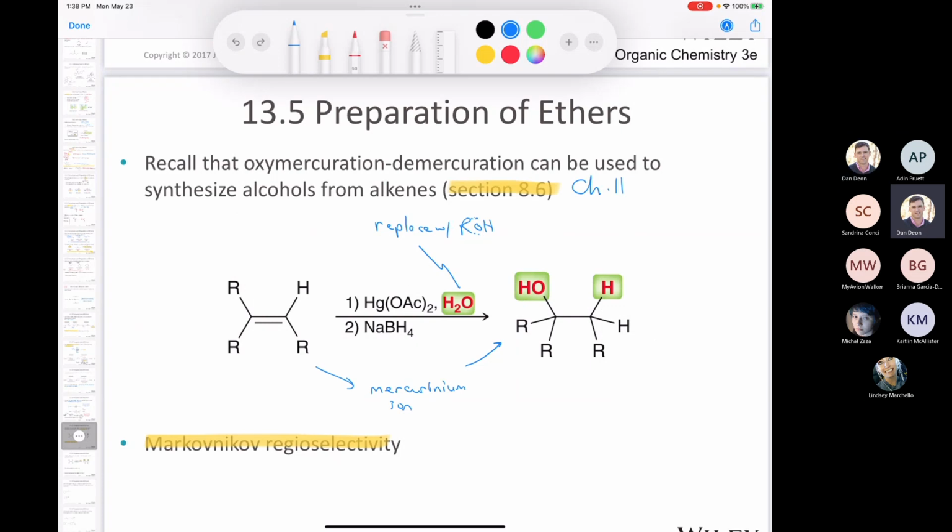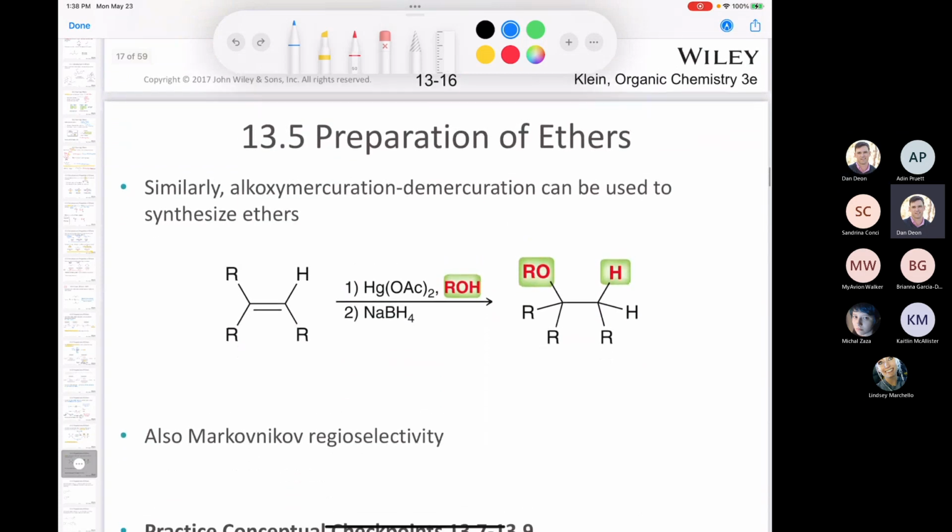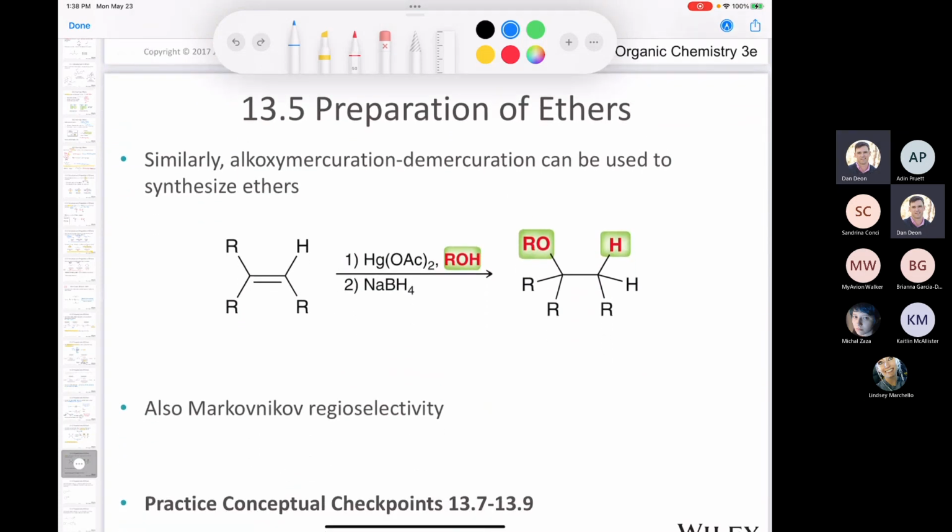Check this out. I have it on the next slide here. It says similarly, alkoxymercuration, demercuration can be used to synthesize an ether. Here's our ether. Carbon, oxygen, carbon. Pretty cool, huh? All you have to do to get this reaction to work is use mercuric acetate, and instead of water as your solvent, use an alcohol.